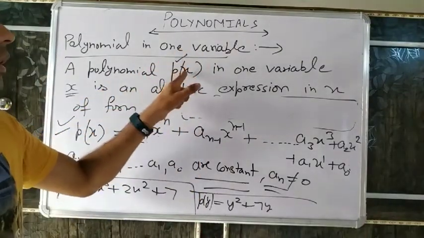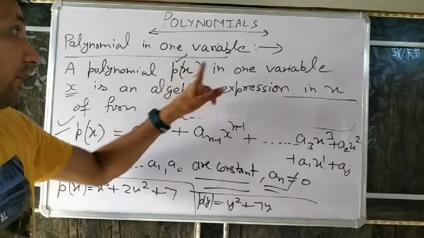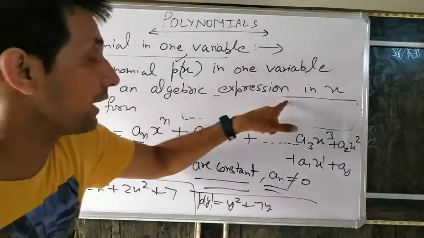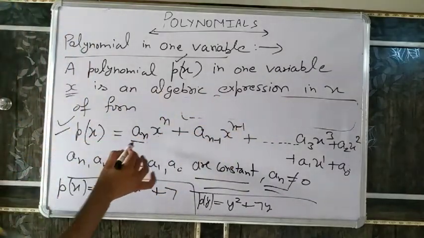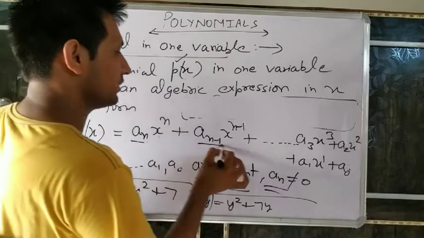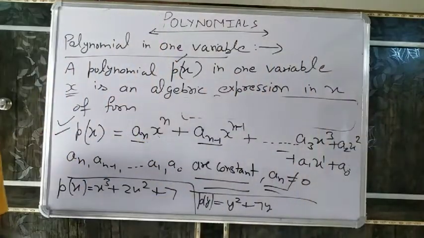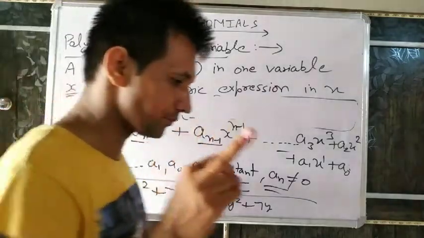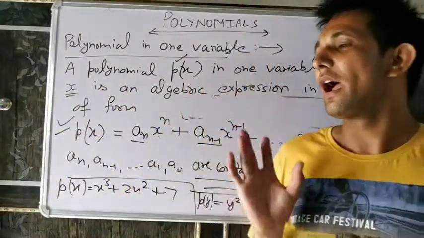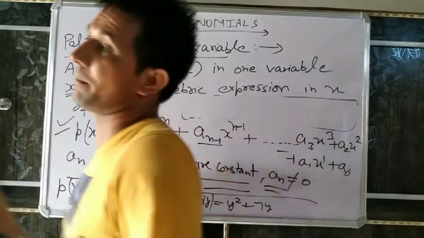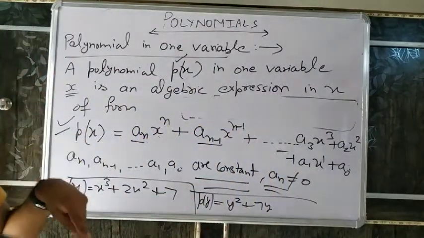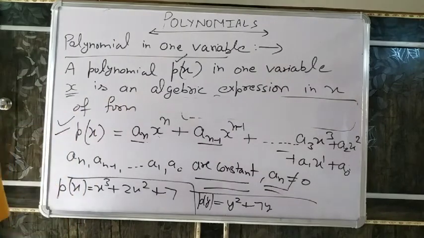So P(x) means this polynomial in variable x, an algebraic expression in one variable x of the form a_n x raised to the power n and so on. Understand? So now you understand what a monomial is. Monomial means a polynomial has only one term. A polynomial with two terms is a binomial. A polynomial with three terms is a trinomial. And you understand binomial also.